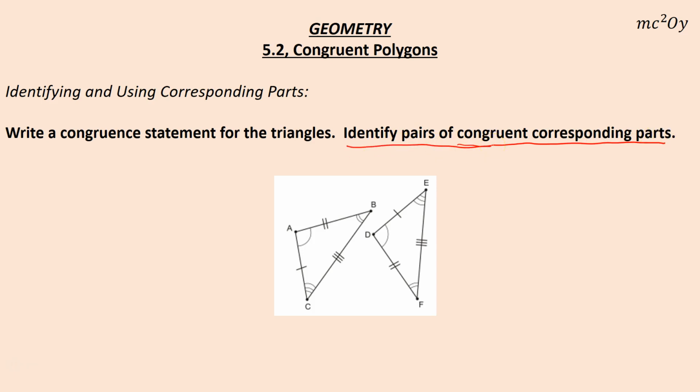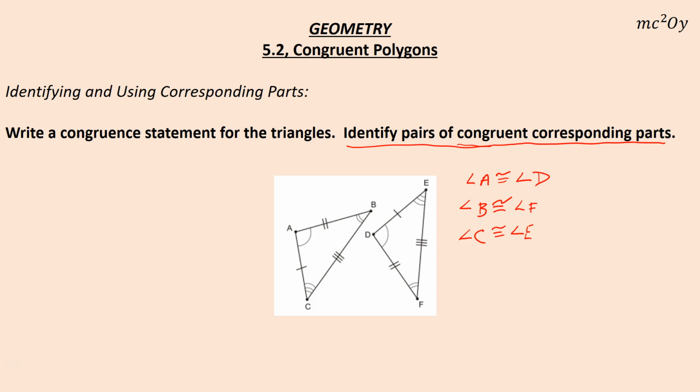Okay, so first thing I'm going to say is, well, angle A is congruent to angle D, and we know that because they both have one arc mark for the angle. We also know that angle B, which has two arc marks, is congruent to angle F, and we also know that angle C is congruent to angle E because it has three arc marks.